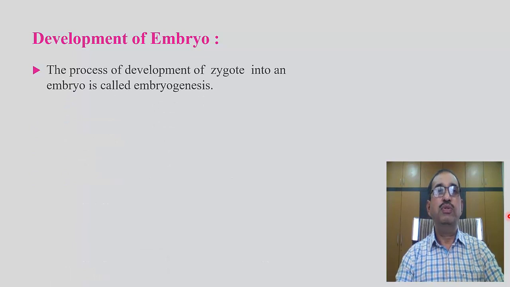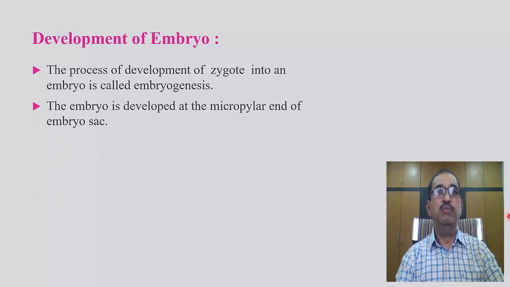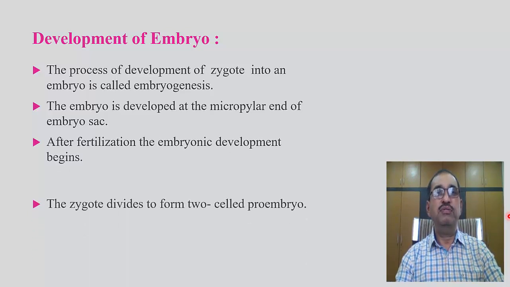Development of embryo. After fertilization, the diploid zygote which is formed undergoes formation of embryo. The process of development of zygote into an embryo is called embryogenesis. The embryo is developed at the micropylar end of the embryo sac. After fertilization, the embryonic development begins.